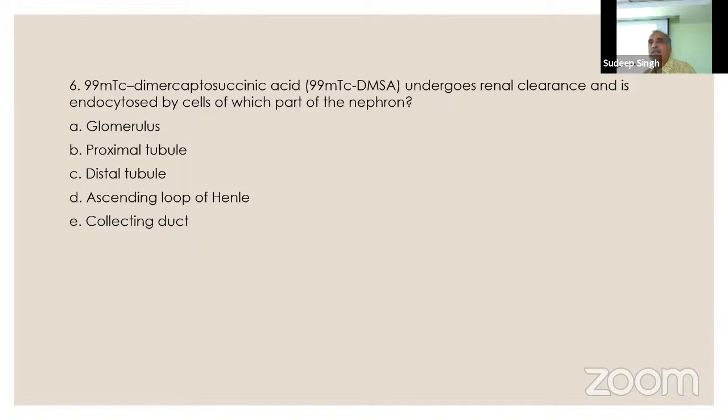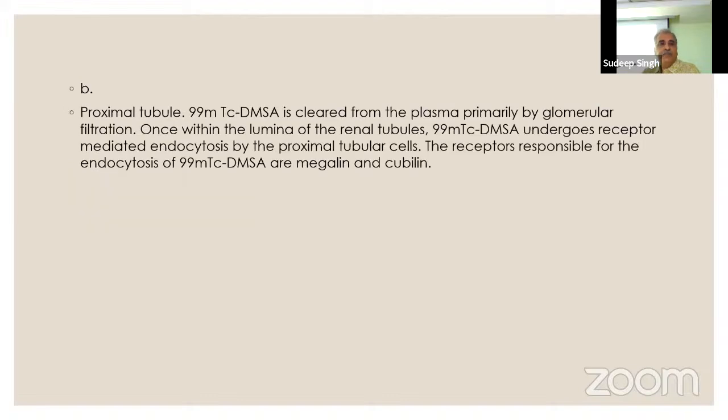Unlike others, which are excreted. Like your DTPA is excreted by glomerular filtration, and MAG3 and EC are excreted by tubular secretion. And this is an agent which remains there in the proximal tubule, and it's known as a cortical binding agent. So proximal tubule: DMSA is cleared from the plasma primarily by GFR.